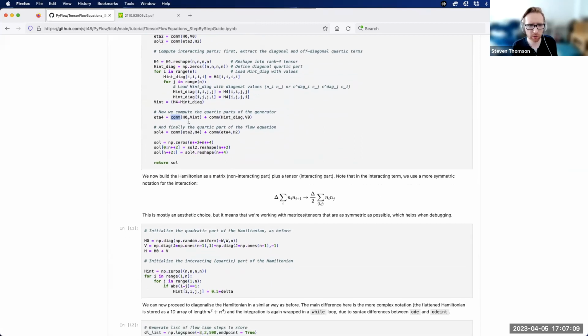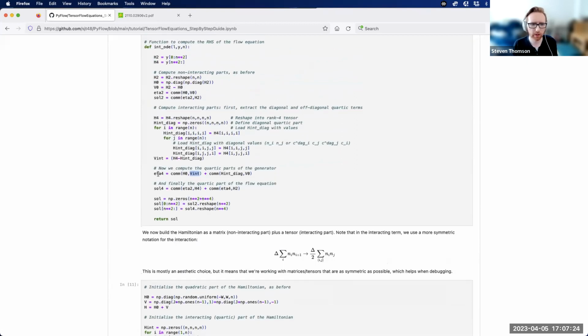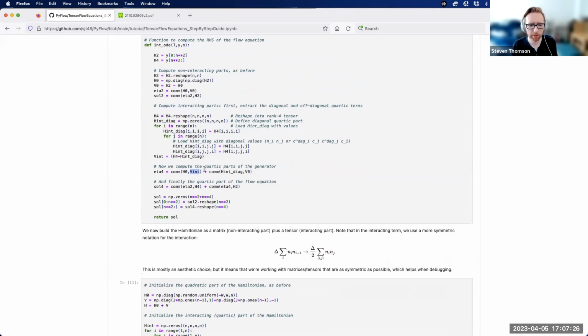So my notation here is not super helpful. H naught is actually a second order piece and V int is a fourth order piece. But at some point, I will go back over this and give everything a 2 and a 4 just to make it clear what's what. But yeah, essentially, this is the step that does the integration by one time step.